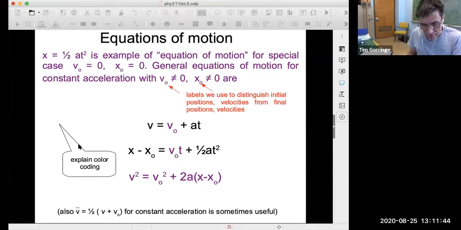Well, now let's get on to the fun stuff, some equations. And I want to talk about the equations of motion. So we're going to move on to the equations of motion now. Now, I've got to get my pen going again.